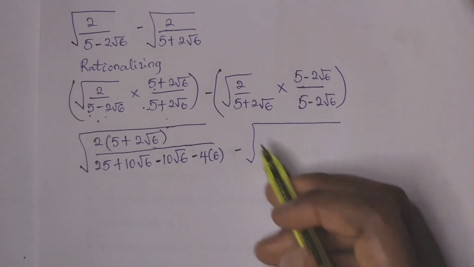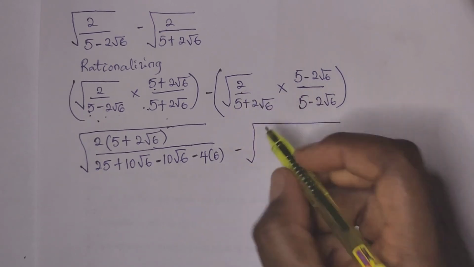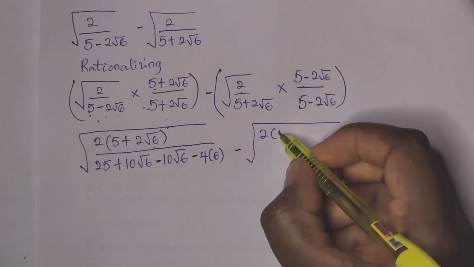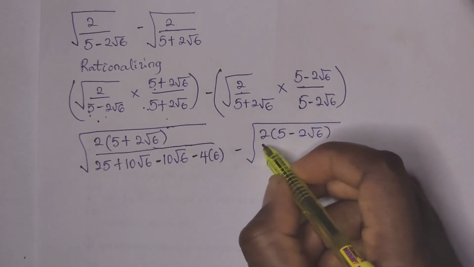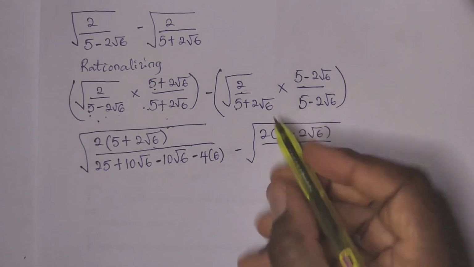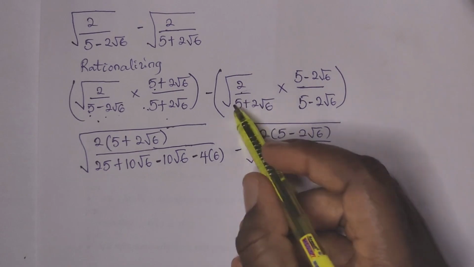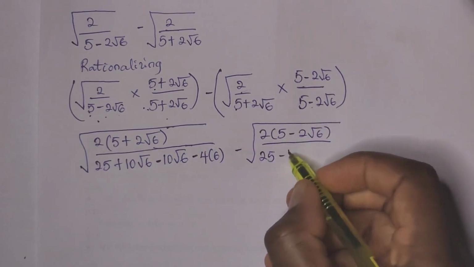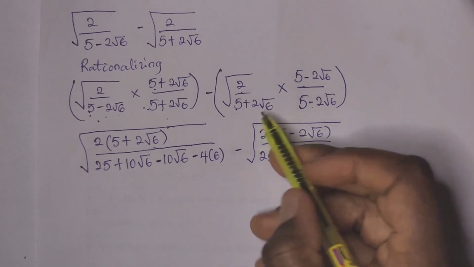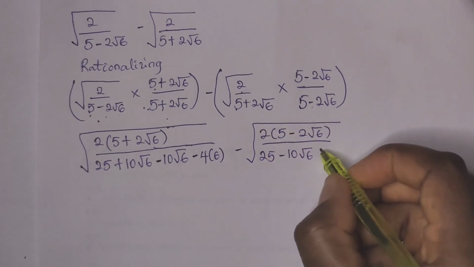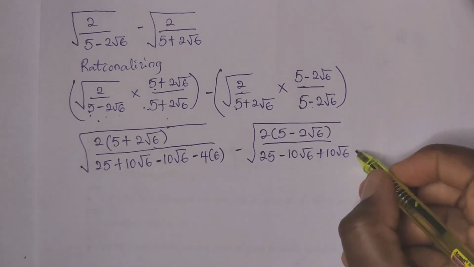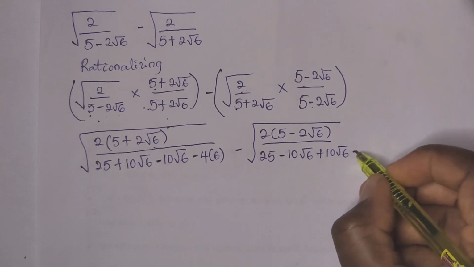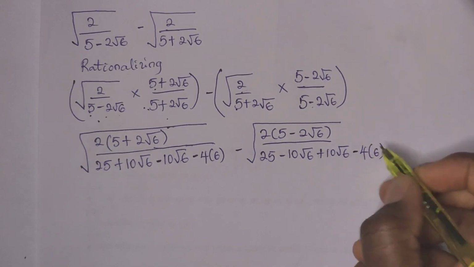the square root of, so we'll be resolving this one as well. We have 2 times 5 minus 2 root 6 all over 5 times 5 is 25. 5 times minus 2 root 6 is minus 10 root 6, and minus 2 root 6 times 5 is plus 10 root 6. And this times this is 4, minus 4 times 6.